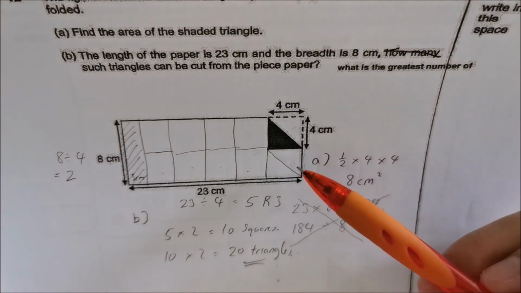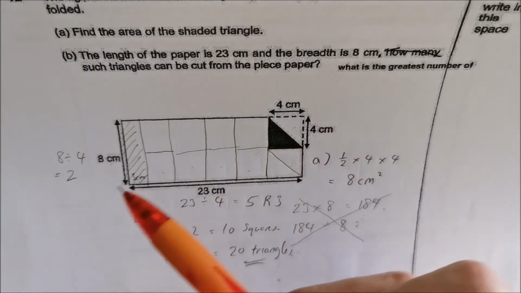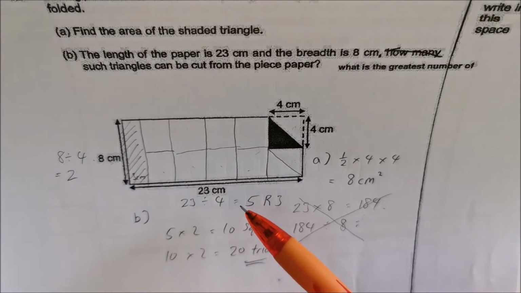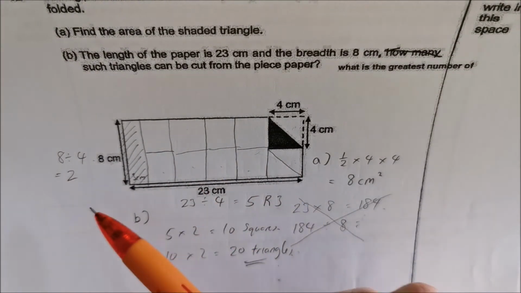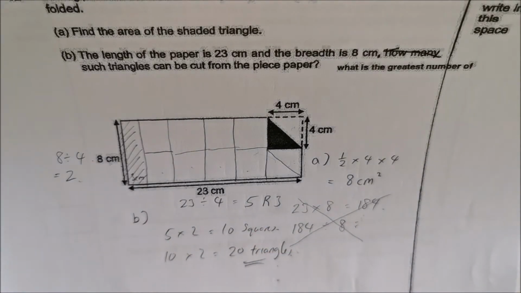Okay, let me just recap the method again. Guys, look at the side of the rectangle. You divide by the side of a square. You see how many squares you can cut out here, and you see how many squares you can cut out here. So the total number of squares that you can cut out will be this number times this number. And please take note, one square gives you 2 triangles. So in the end, you have to times 2 to get the number of triangles.